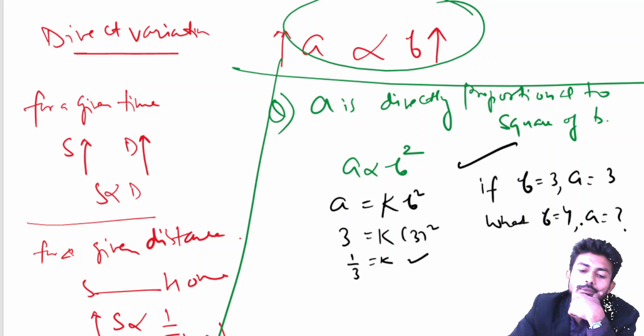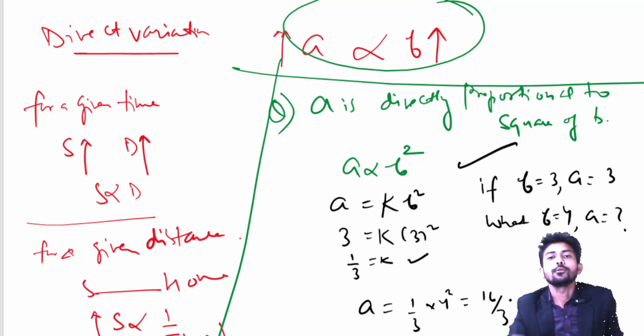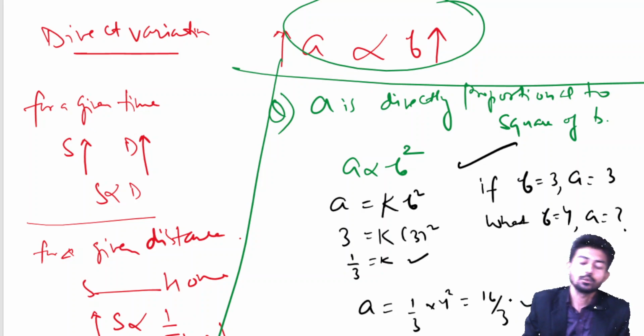And for the second time, when we have to find A, we substitute K as 1 by 3, and for B it is 4 squared. So I am getting 16 over 3. This is my answer for the second case when we find K.